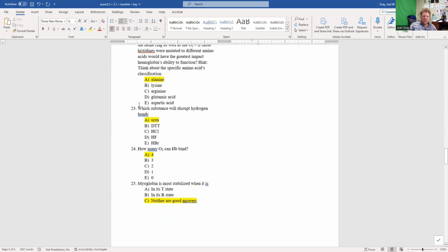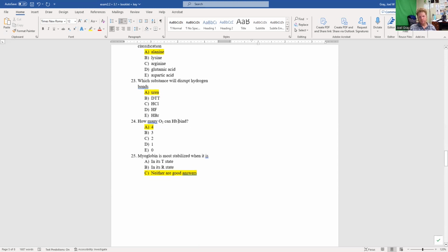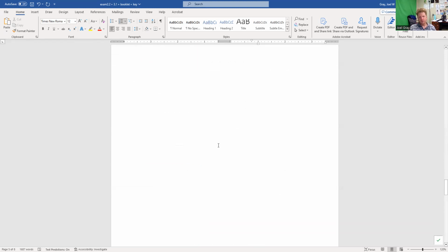23. Which substance will disrupt hydrogen bonds? Urea. A. 24. How many O2 can bind hemoglobin? A. 4. 25 is C. Myoglobin is the most stabilized when... myoglobin doesn't have a T state or an R state. So none of those are good answers.